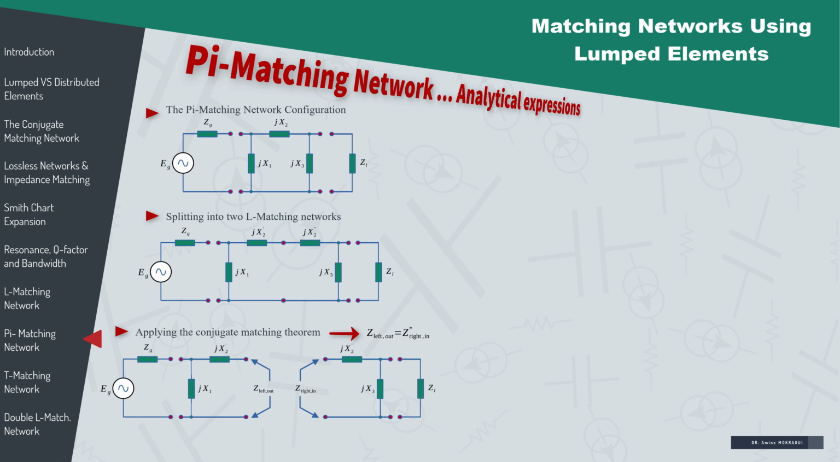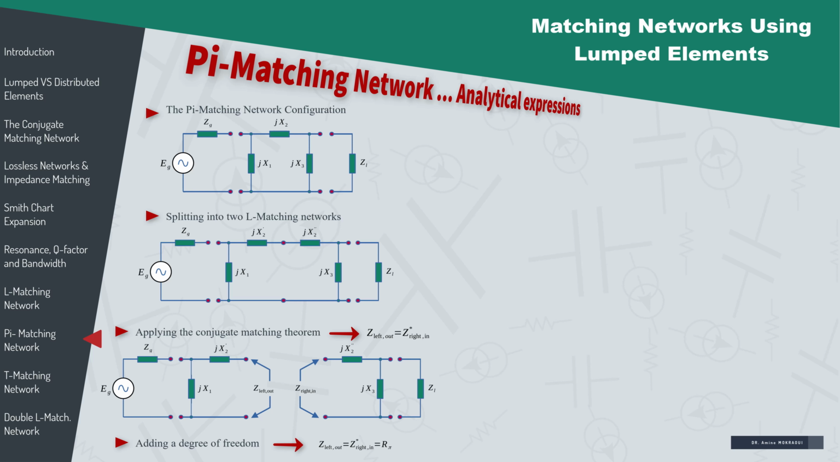Because we have three unknowns and only two real equations, we can add an equation which will enforce the value of the intermediate impedance. We write Z left out equals the conjugate of Z right in, which is equal to R pi. Hence, we divided the pi matching network into two L matching networks.